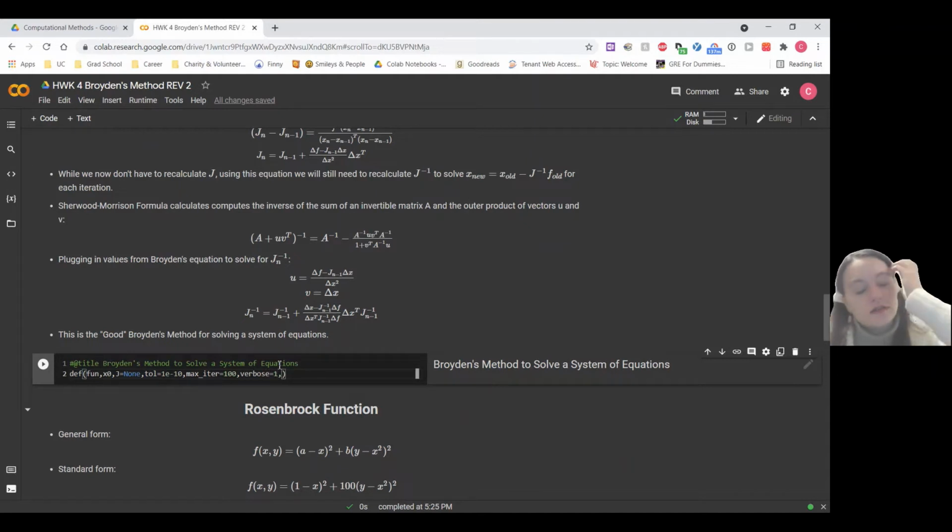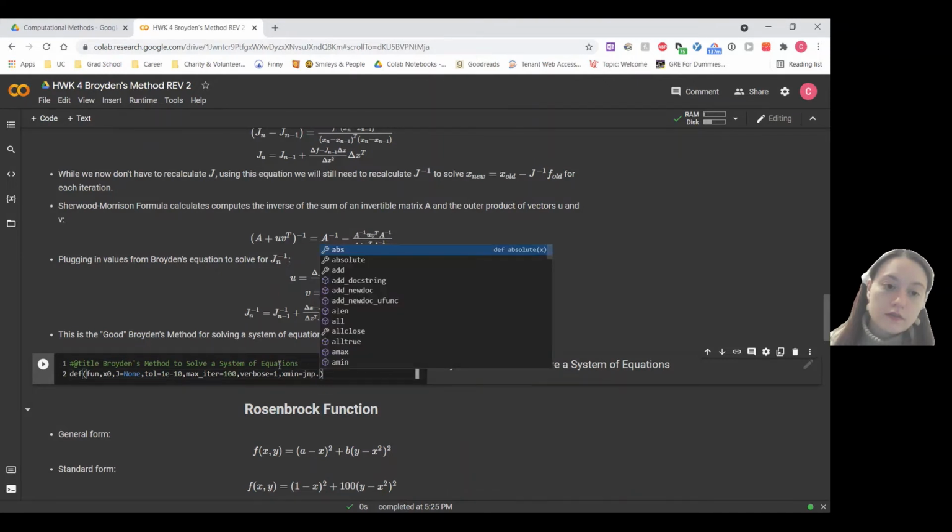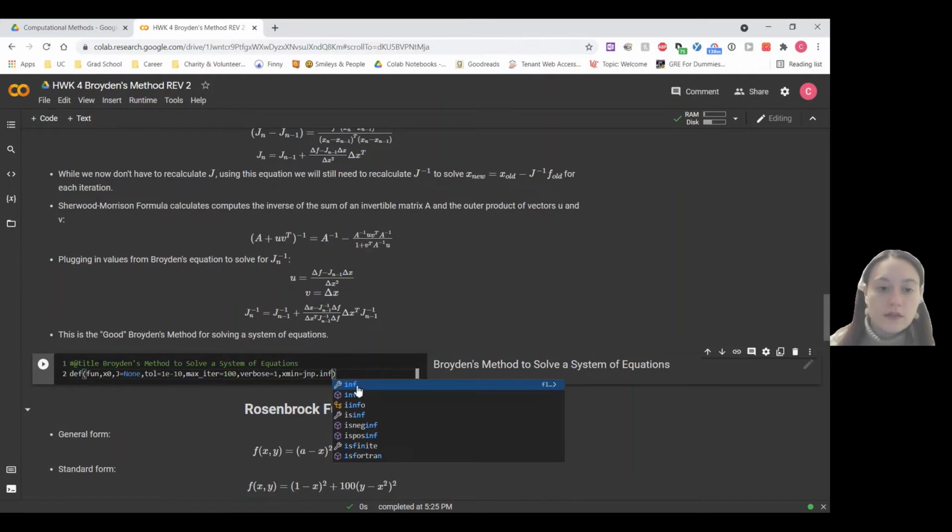Verbose just tells us what we want to print out while we're iterating our function. In this one, instead of specifying dx, we're going to specify our maximum and minimum bounds for x. So x max will be infinity. x min will be negative infinity.